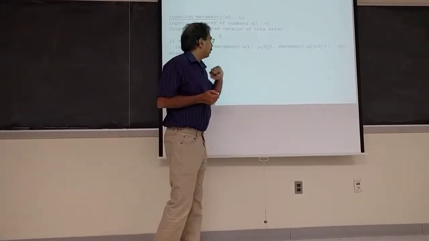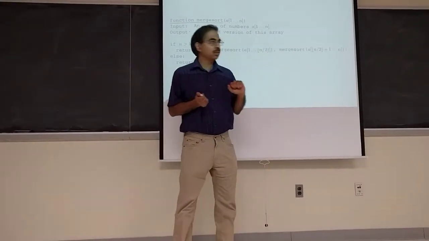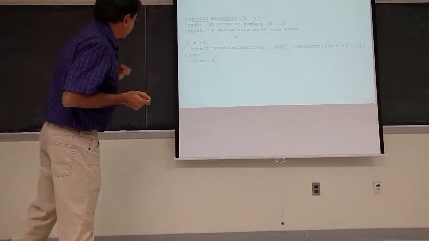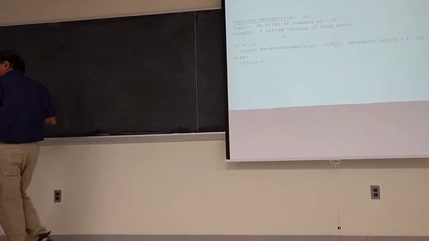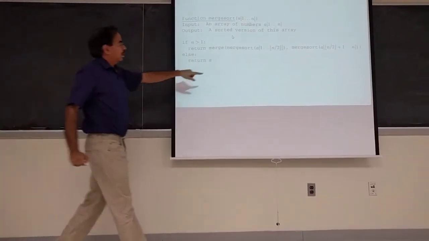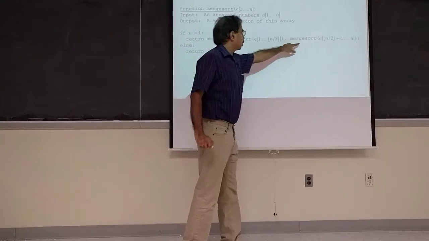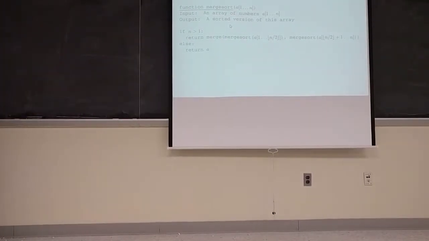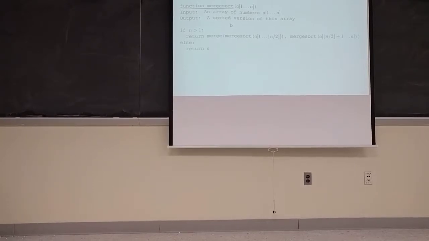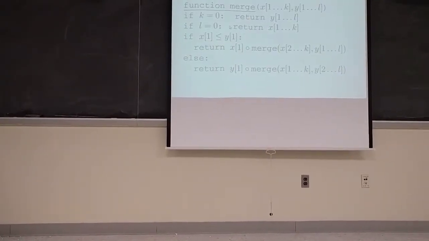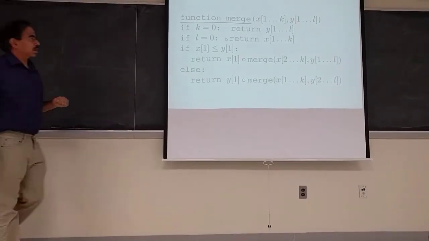So a1 to an by 2 is the first half, and an by 2 to n is the other half, right? And then we recursively call merge sort to sort each of the halves, and then we apply the merge routine, which is responsible for merging two sorted lists, right?